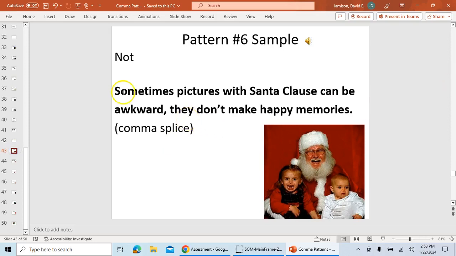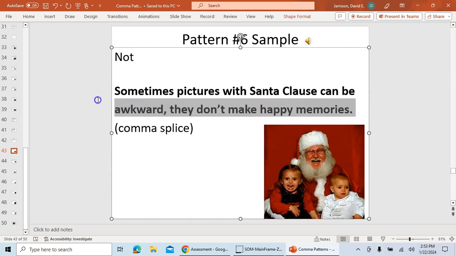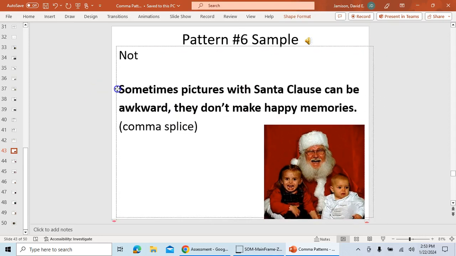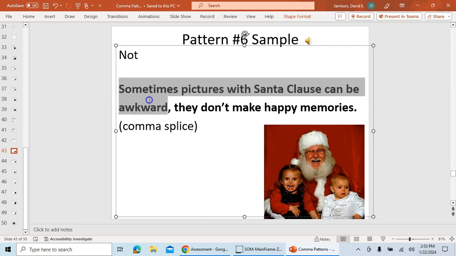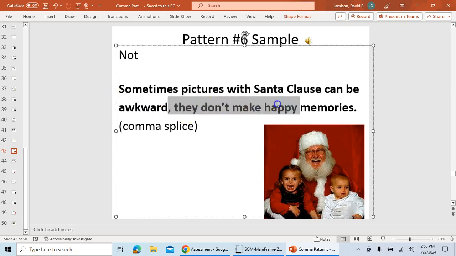Here's some examples. Sometimes pictures with Santa Claus can be awkward. They don't make happy memories. We should have, so this is a comma splice, because "sometimes pictures with Santa can be awkward" is an independent clause. "They don't cause happy memories." That's an independent clause. And so if we want to connect those, we can't just do it with a comma.